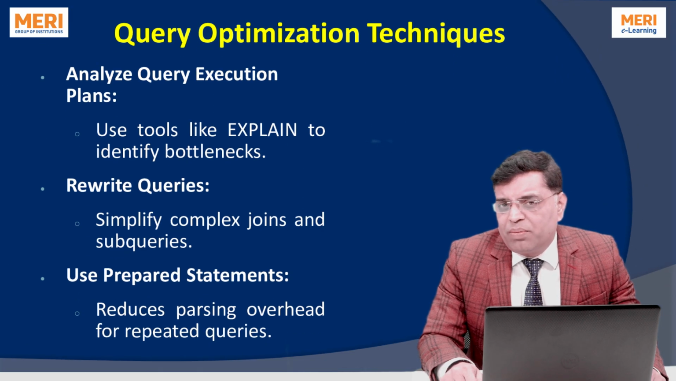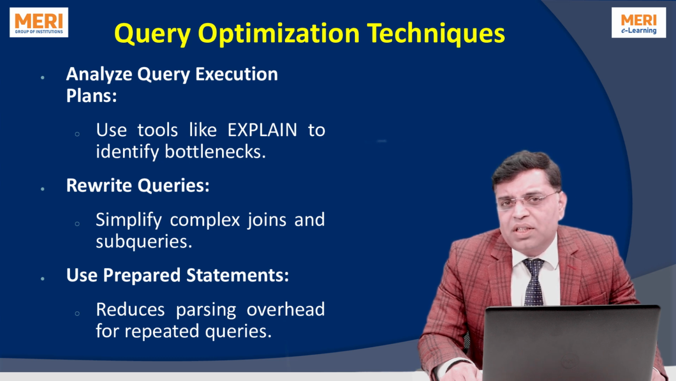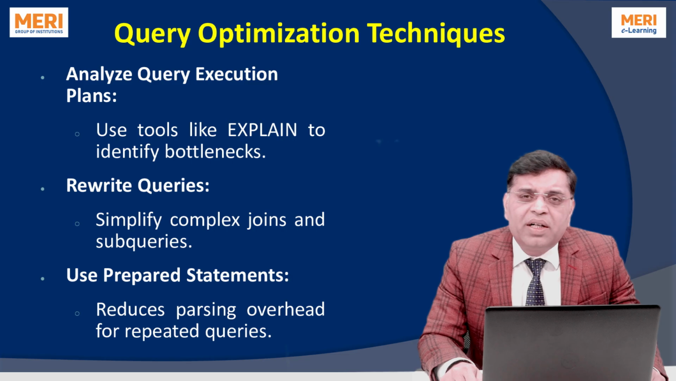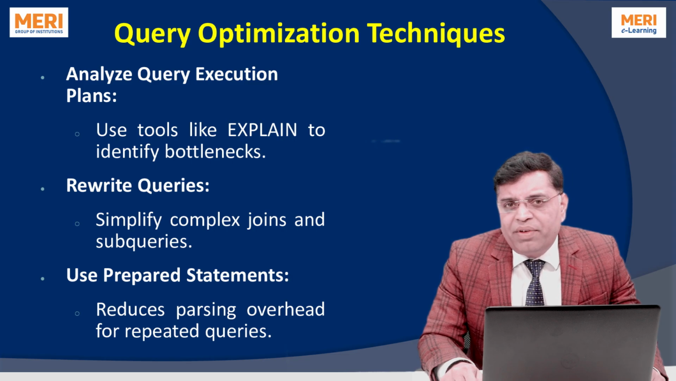Analyzing a query execution plan provides a roadmap of how the database processes a query. By examining these plans, developers can identify inefficient operations such as full table scans or redundant joins. For example, a query plan may reveal that an index is not being utilized. Tools like Explain or graphical interfaces in database management systems help visualize these plans for optimization.